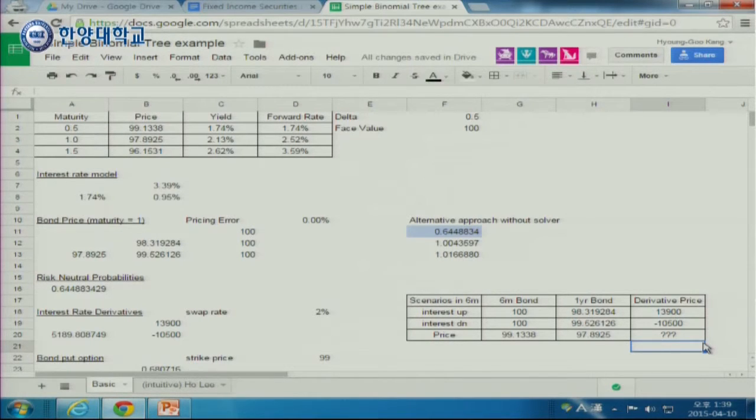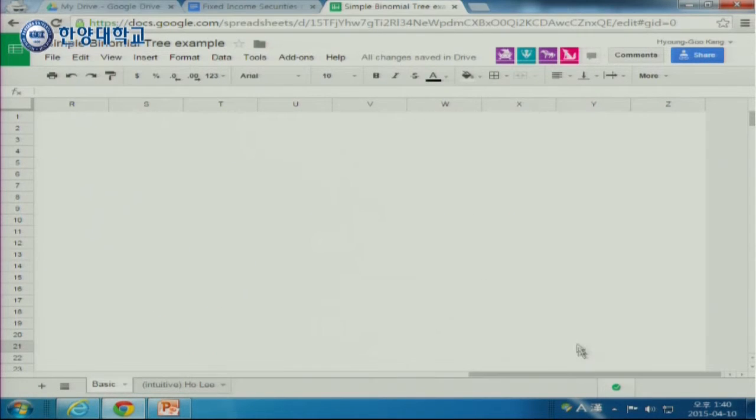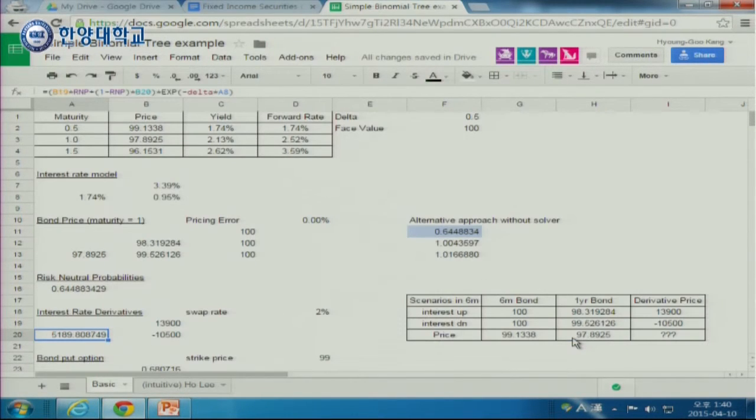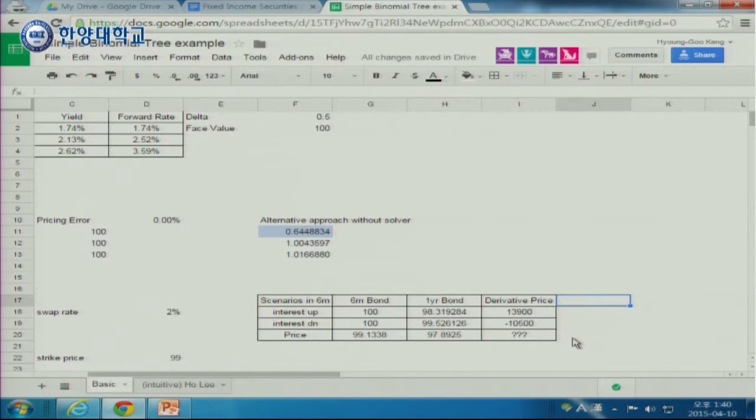Okay, then let's think everything in terms of return. The 6 months bond return and the 1 year bond return.